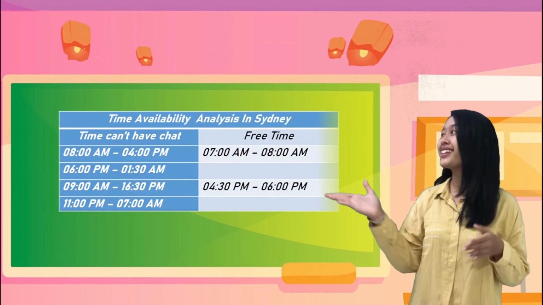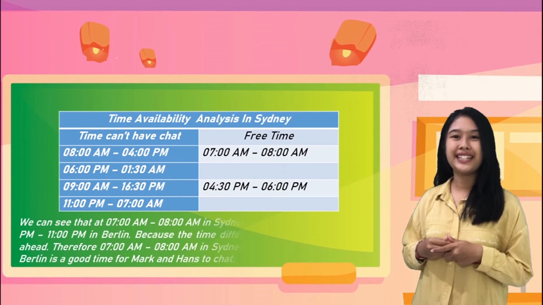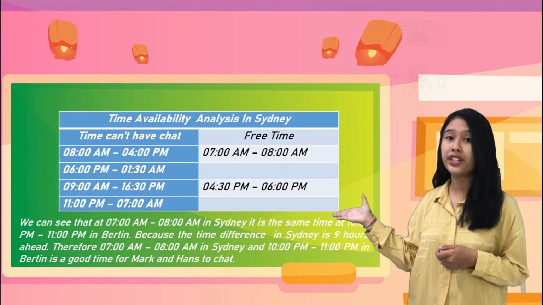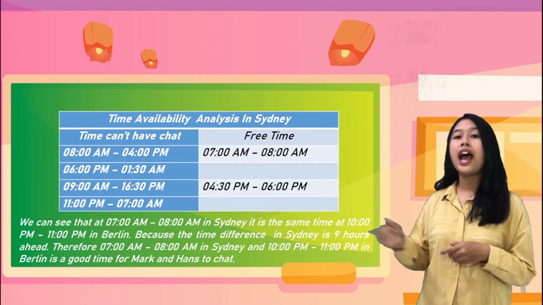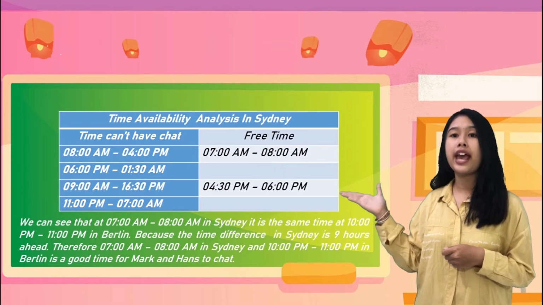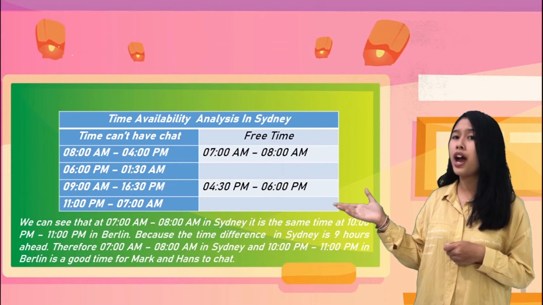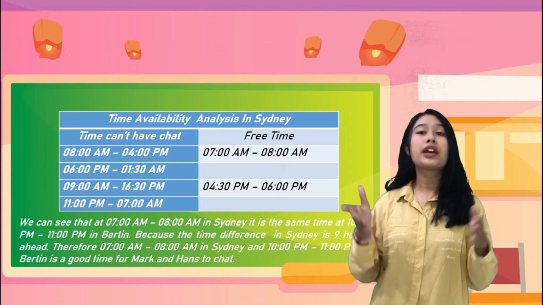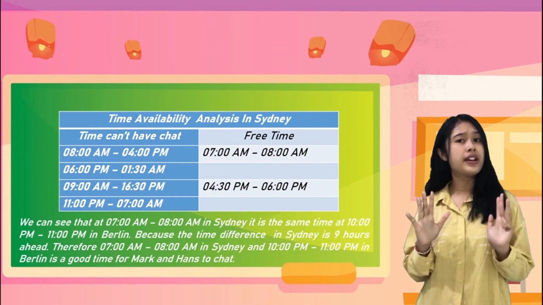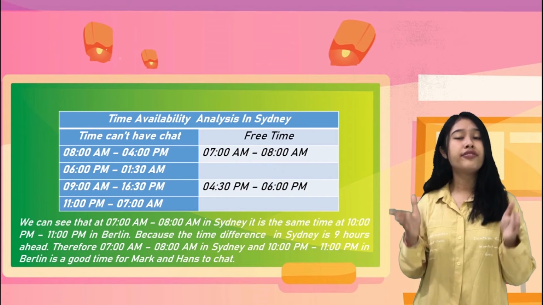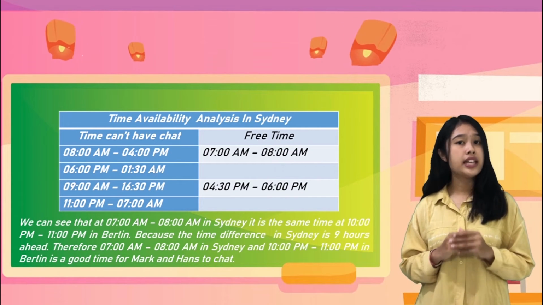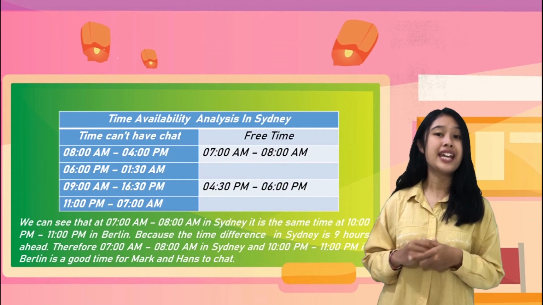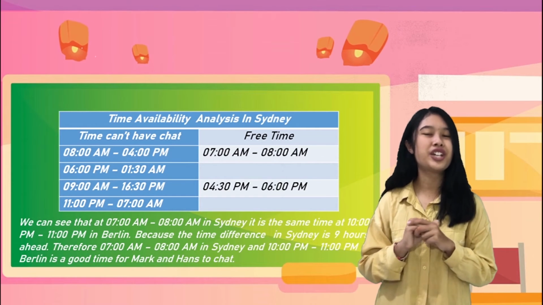Okay, now look at the table: time availability analysis in Sydney and Berlin. Look at the time can have chat and free time, okay? We can see that 7 a.m. until 8 a.m. in Sydney is the same time as 10 p.m. until 11 p.m. in Berlin. Because Sydney is 9 hours ahead, therefore 7 a.m. until 8 a.m. in Sydney and 10 p.m. until 11 p.m. in Berlin is a good time for Mark and Hans to chat.